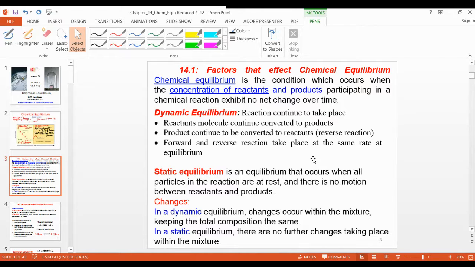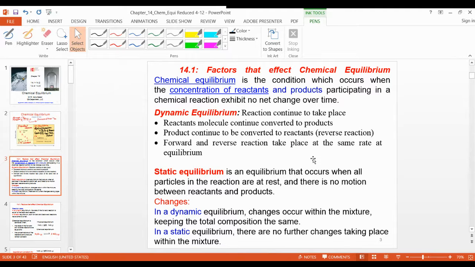Dynamic equilibrium is that equilibrium where the reactant continuously changes to product and product continuously changes to reactant. That is known as dynamic equilibrium. Number one, the reactant molecules continue to be converted to product, and product molecules continue to be converted to reactant, that is reverse reaction. Forward and reverse reaction take place at the same rate at equilibrium. This I already explained from the graph. So that is the definition of dynamic equilibrium. You should know these 3 points. If a question is asked to define dynamic equilibrium, then you have to write these 3 points.